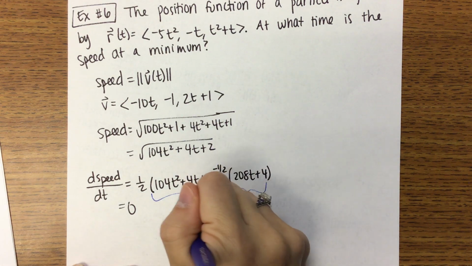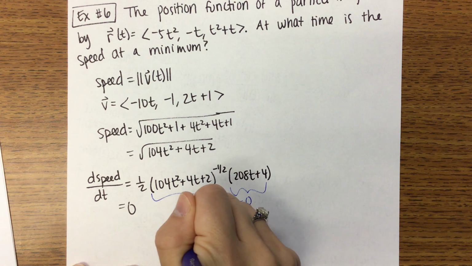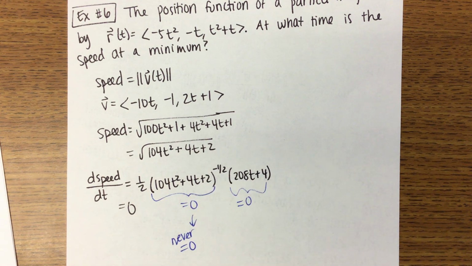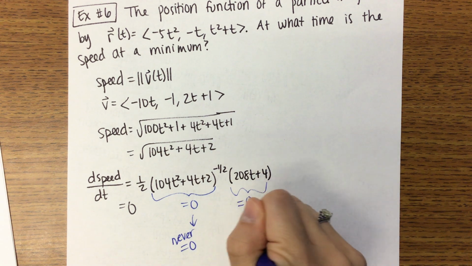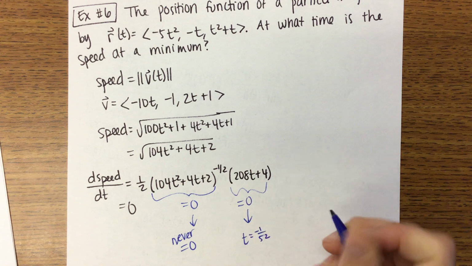Okay, this I can tell you is never equal to 0. So you can either do the quadratic formula or you can look at a graph. You can see that that will never equal 0. This equals 0 when t is equal to negative 1 over 52.